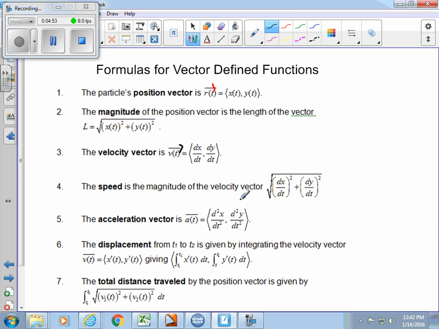Okay, the speed is the magnitude of the velocity vector. Would that make sense? If you have the velocity of the x component and the velocity of the y component, wouldn't the actual speed of the object be the length of the vector? And it's speed and not velocity because it's not signed. When you do a Pythagorean theorem, unless you put a plus or minus, you're going to get a positive value. So because of that, it's speed, not velocity. The acceleration vector is the second derivative of each piece.